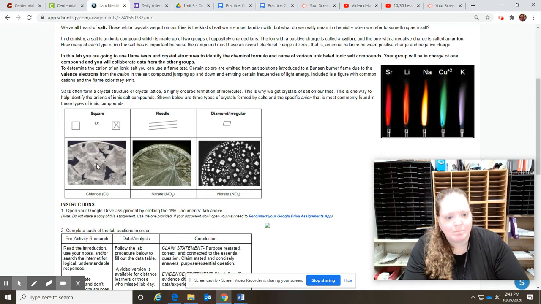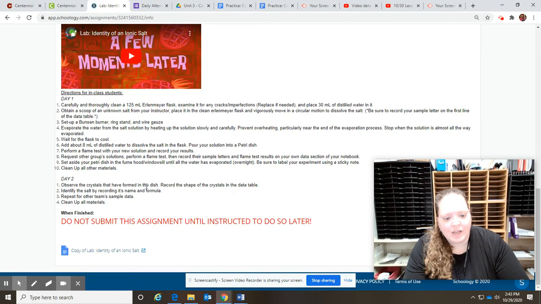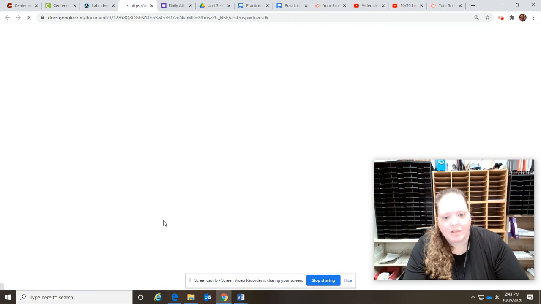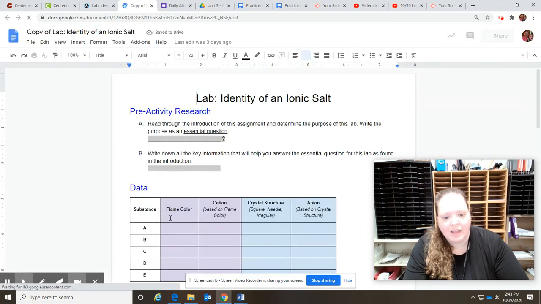If you have this square with this X through them, that means that you have chloride. If you have needles going everywhere, you've got nitrate. And if you have kind of this irregular shape, they're not really square, but kind of weird shaped, that would also indicate nitrate. So you either have nitrate, which is NO3 with a 1 minus, or you have chloride with a 1 minus, okay?